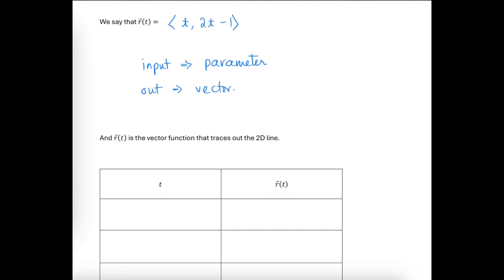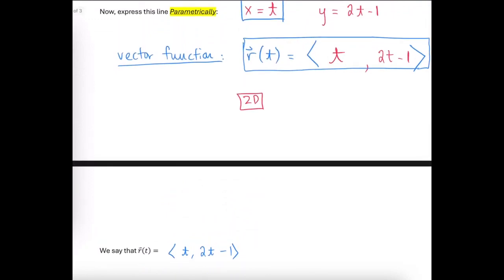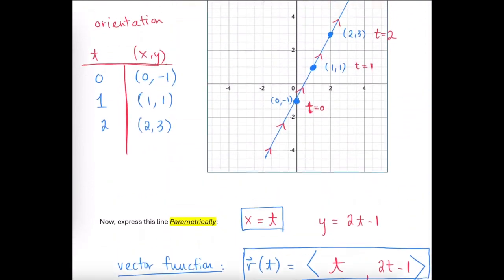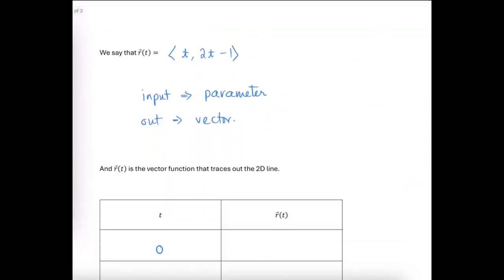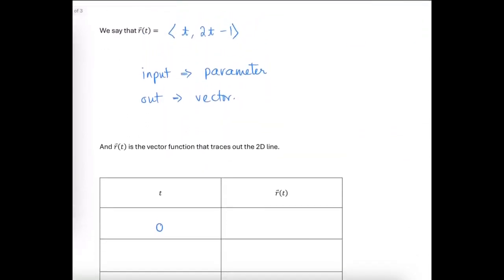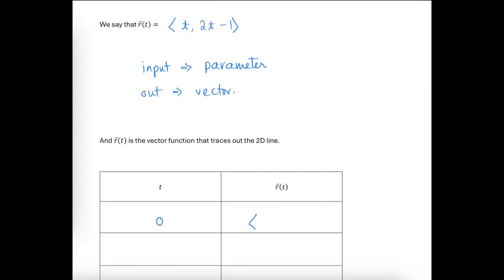So let's see this play out a little bit. Again, we're going to let the value of the parameter start at 0. Same kind of idea as the table of values that we had a moment ago, but this time instead of getting an ordered pair as the output, we're going to have a vector as the output. So let's try this again. So we'll put in t is equal to 0, and the x component of our vector is going to be 0. The y component of our vector is going to be -1.